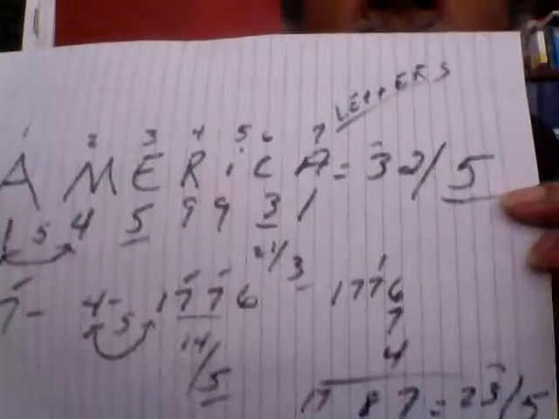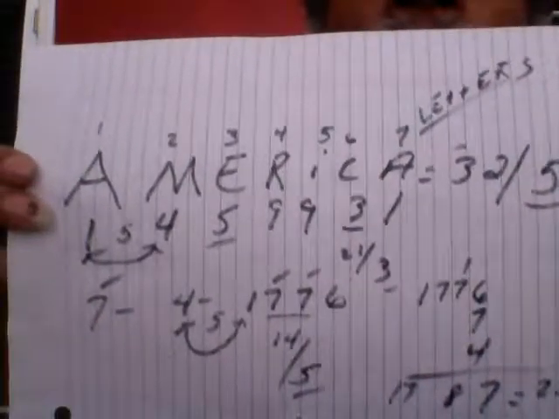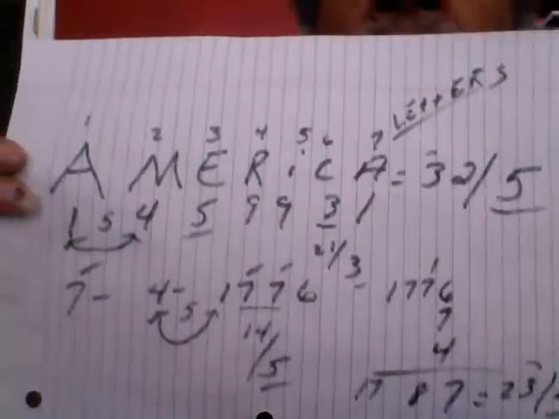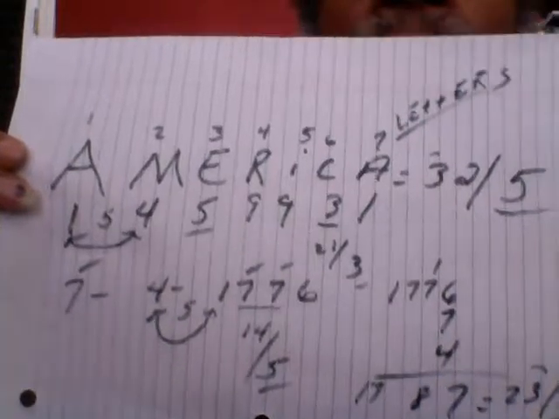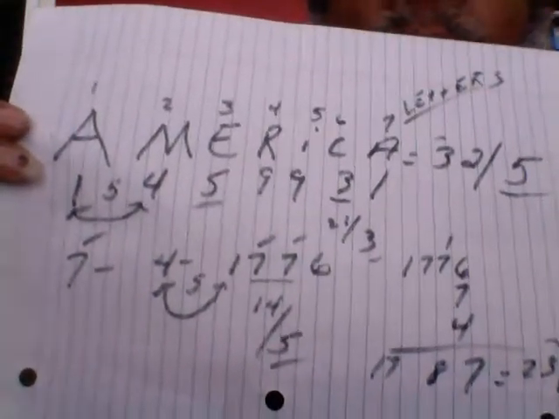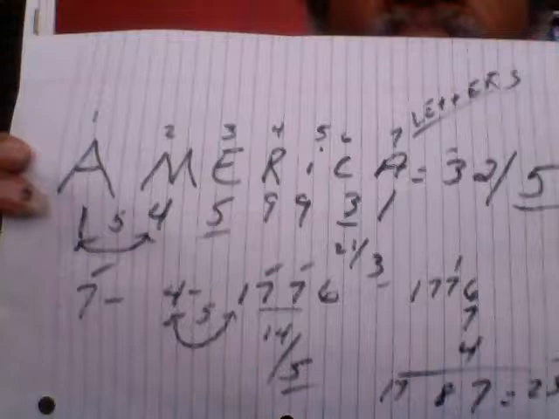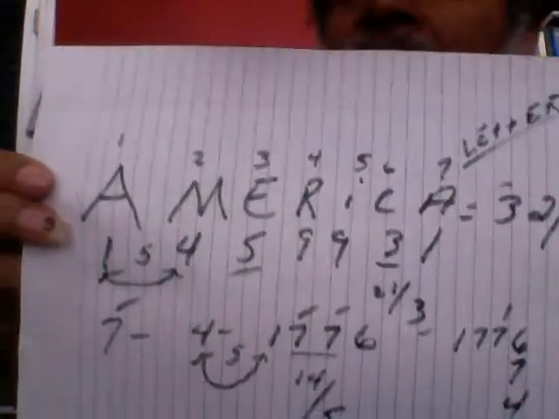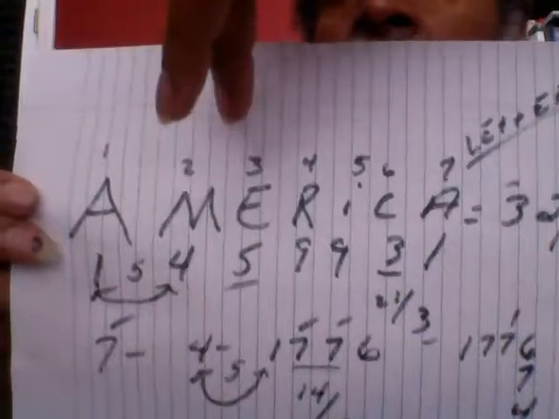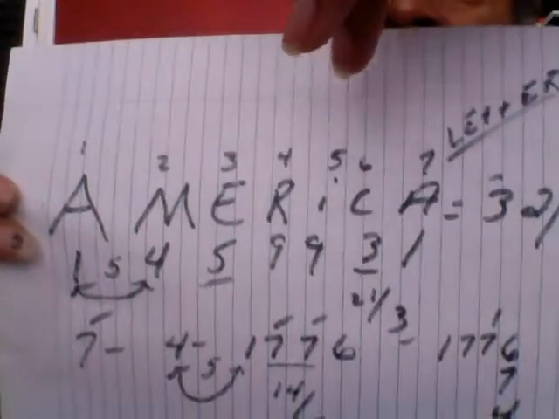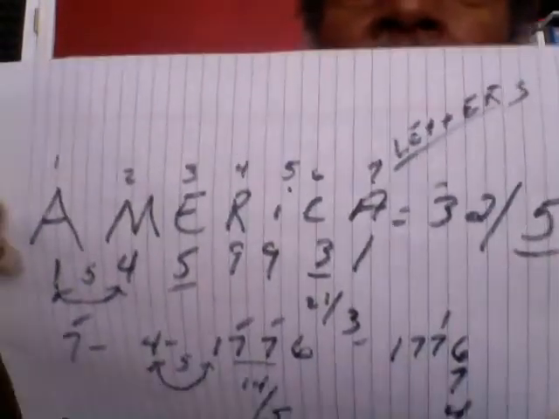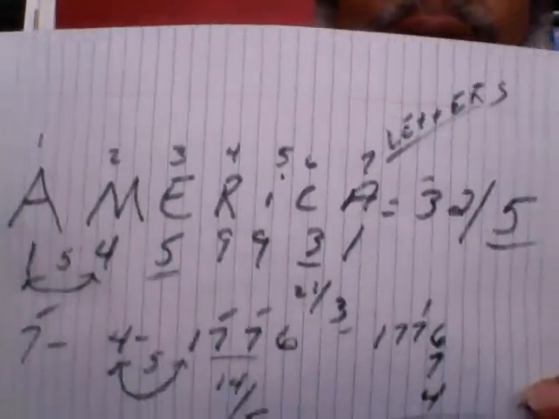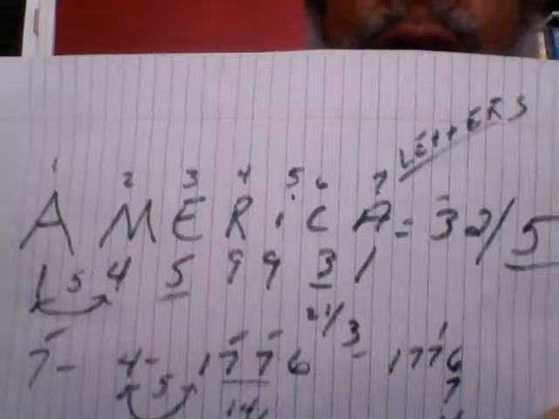There it is. Okay. As you can see, America has 7 letters. Okay? 1, 2, 3, 4, 5, 6, 7. Now, those 7 letters are the beginning of our profile for America.